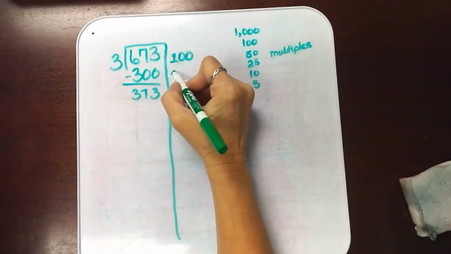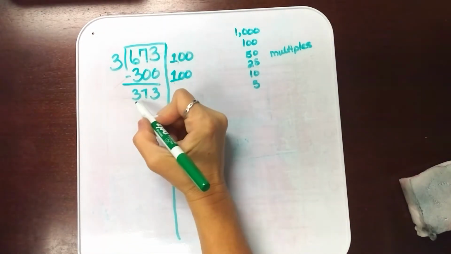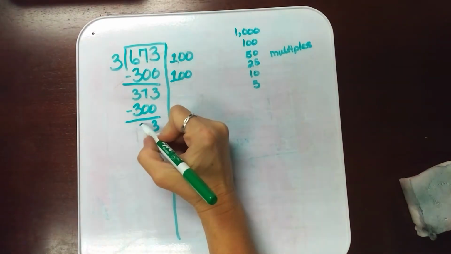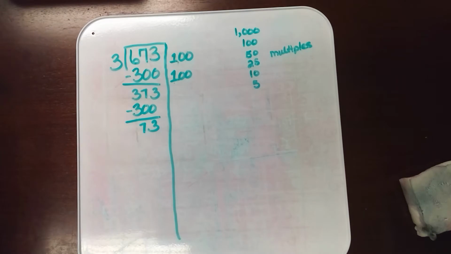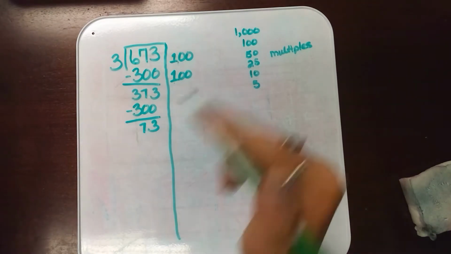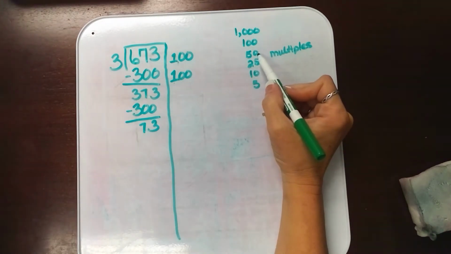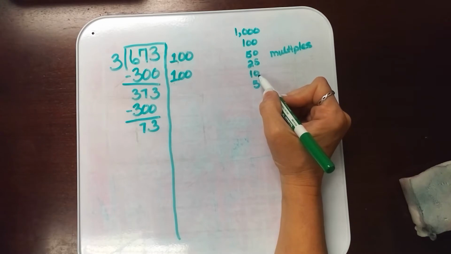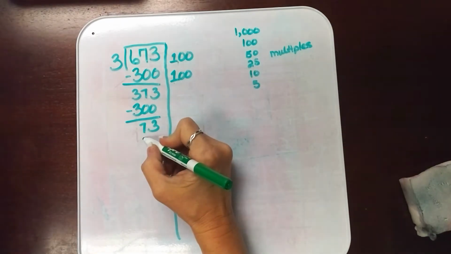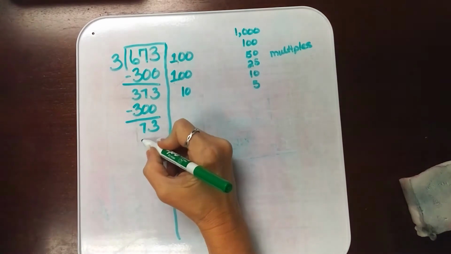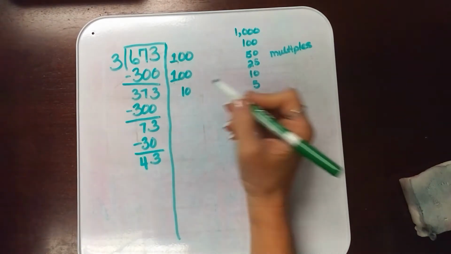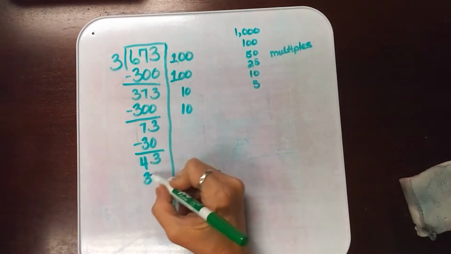So, can I take out another group of 100? Yes, I can take out another group of 100. 100 times 3 is 300, and that leaves me 73. Okay, can I take out 3 groups of 50? No, because I only have 73. Can I take out 3 groups of 25? No, that gives me 75. Can I take out 3 groups of 10? Yes. So I can put a 10 here, and I can take out 30. I can take out another group of 10, that's 30.